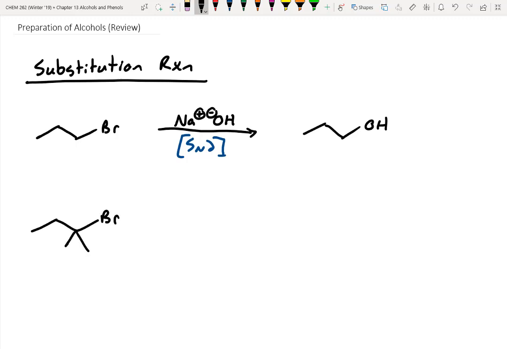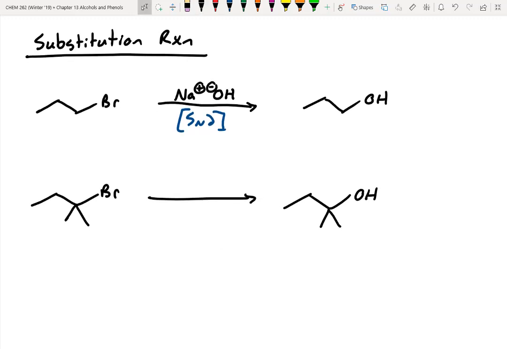Conversely, what about this alcohol? What reagent would we use here? Can we use sodium hydroxide? Why not? So sodium hydroxide can't do SN2 on this. Why? Yeah, it's tertiary down here. So because this is tertiary, no SN2 is possible. It's way too hindered. If we were to treat it with sodium hydroxide, what would happen? E2, right? So E2 would definitely be the winner here.